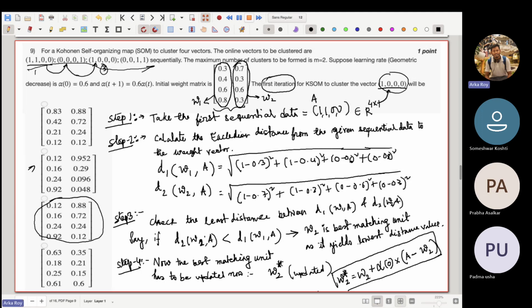And subsequently, you have to update this W2 star till you reach this particular data, because the question states that you have to see what would be the weight matrix after you feed this 1000. They should have omitted this particular thing. If they had, people would have fed sequentially all the data and reached the correct solution. So the question is quite ambiguous, as he has rightly pointed out, but you can follow this particular step.